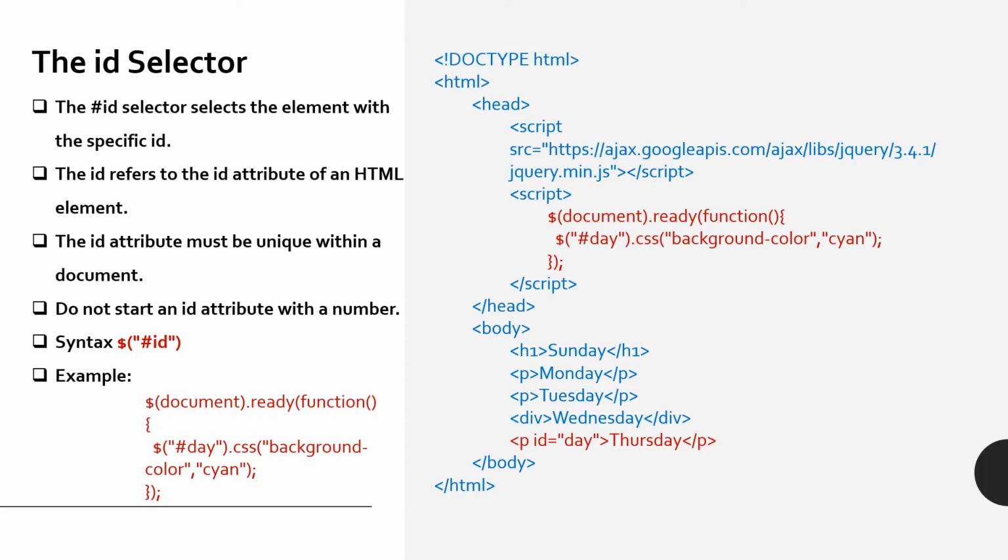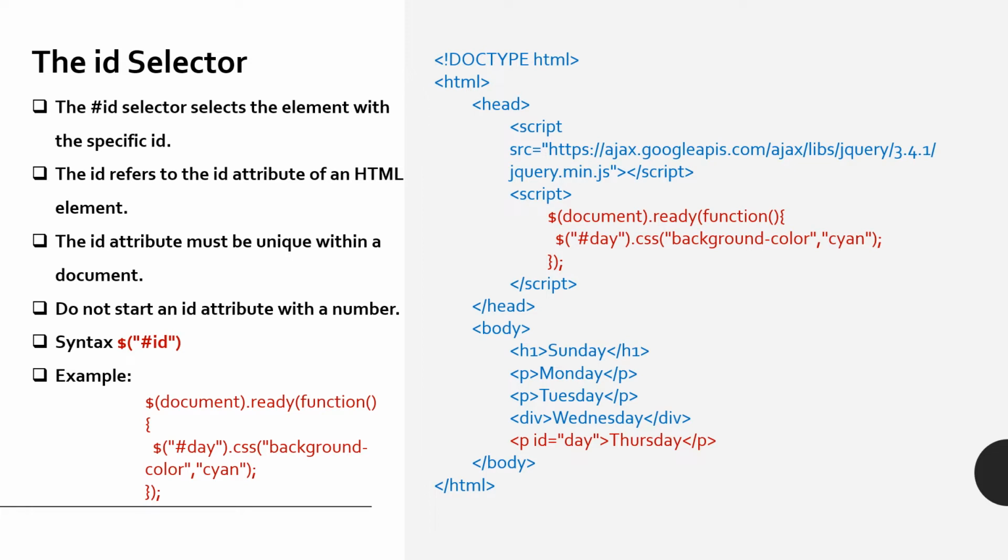Now we are going to discuss the ID selector. The ID selector selects the element with the specific ID. The syntax is $ within quotes, hash, the ID you need to specify. For example, if you want to change the background color of text to cyan for the corresponding text with the ID called day.